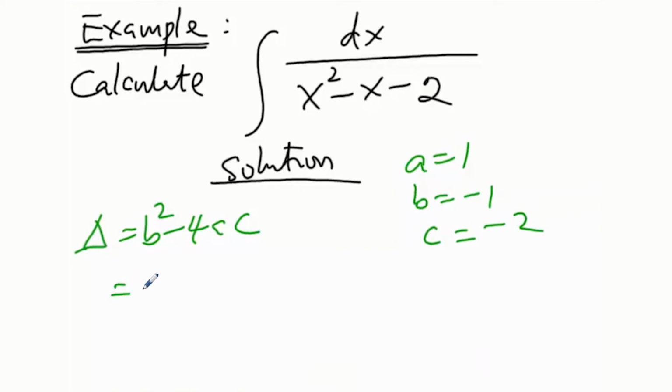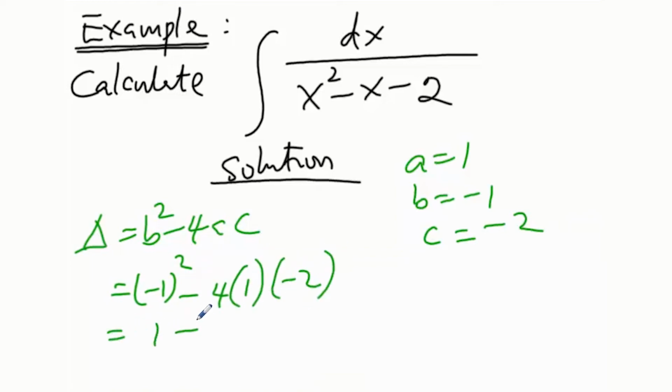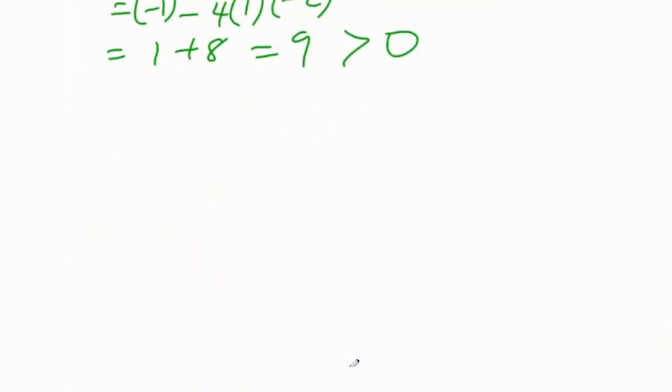So if we put this in, we have negative 1 squared minus 4 times 1 times minus 2. At the end of the day, we have 1 plus 8, which gives me 9. And this is greater than 0. That means partial fraction is the method of choice, so we're going to use it to simplify this.